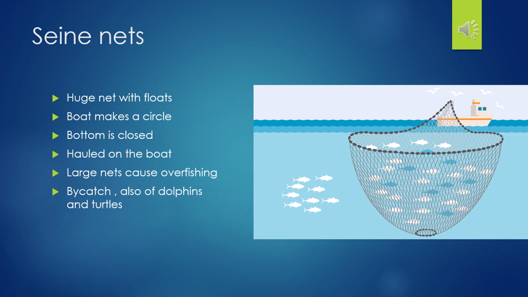It is not as destructive as trawling, but you can still have a lot of bycatch here, species such as dolphins and turtles who get caught up in the net and get killed in the process. It also can quite easily lead to overfishing. If you catch an entire shoal of fish, then there's nothing left for next year.